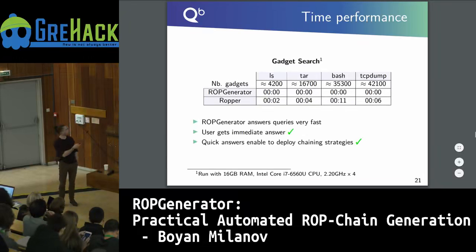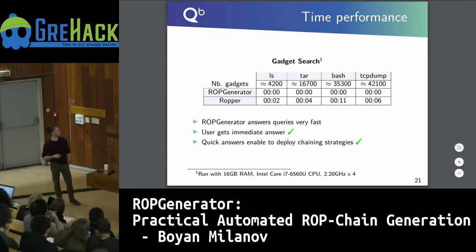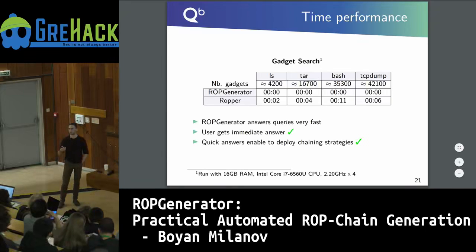But I also measured the time that the tools needed to answer a query. Like when you type a semantic query, what's the time before you get an answer. And actually you get almost immediate answers with ROPGenerator, while ROPer takes some time to give you a matching gadget or ROP chain. So I think it's the best trade-off, because you can wait for the analysis to be done, but when you sit in front of your computer and start to exploit a program, you don't want to wait 10, 15 seconds to get an answer. It's nice to have a responsive tool.